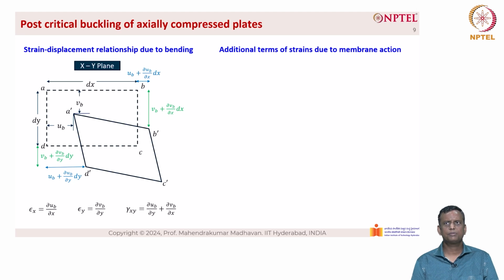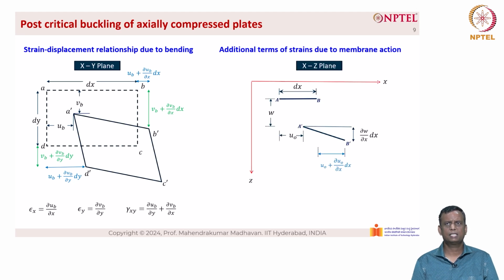And the additional terms of strains due to membrane action is given in the xz plane here, where AB is the length of the plate, which is considered here a small length, which is dx, and the displacement is w, which is in the z direction. And you can see the strains that are shown here. The question is, how do we find the strain produced by stretching of plate due to membrane action?